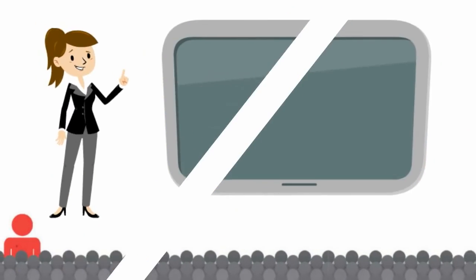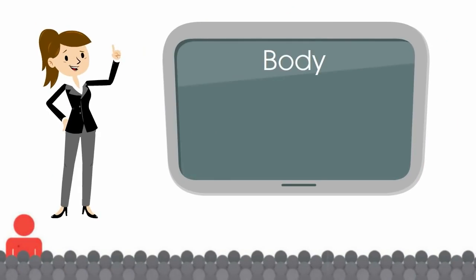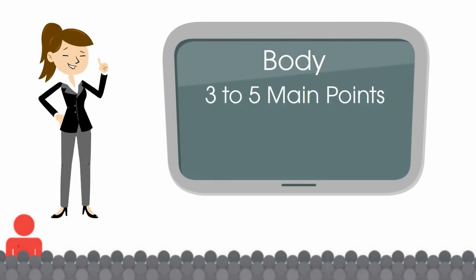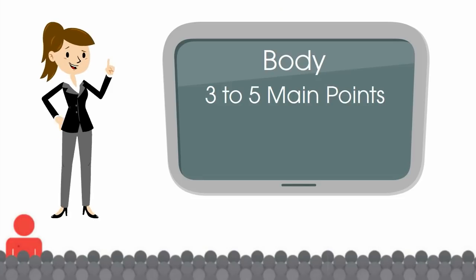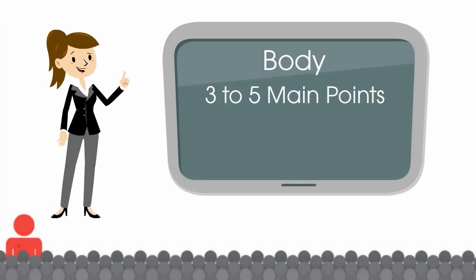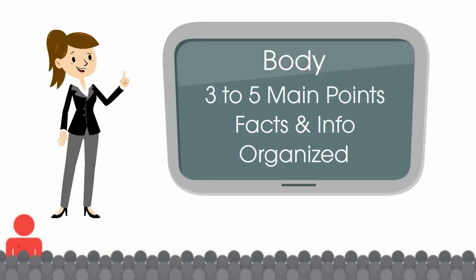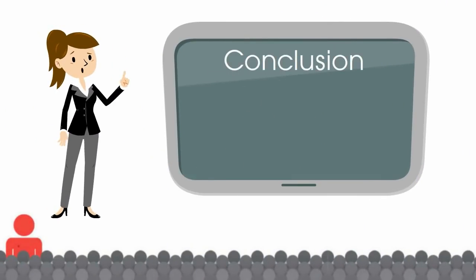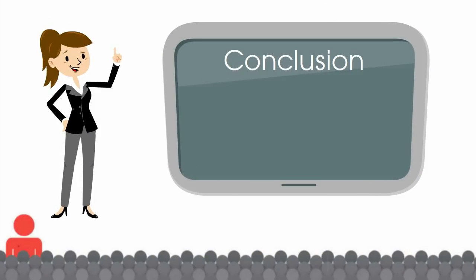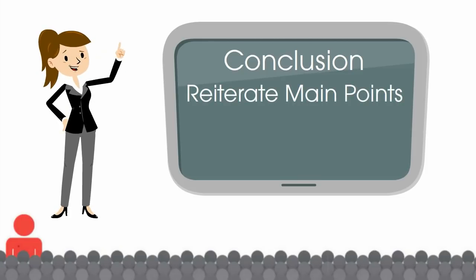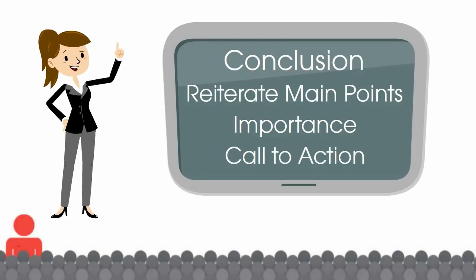You then transition to the body of the speech, where you share 3 to 5 main points to convey your core message. This is the meat and potatoes of your speech, where you provide all of the pertinent facts and information in an organized and logical manner that makes your message clear to your audience. Finally, you transition to your conclusion, where you reiterate your main points, why the information is important to your audience, and then let them know what action you want them to take.